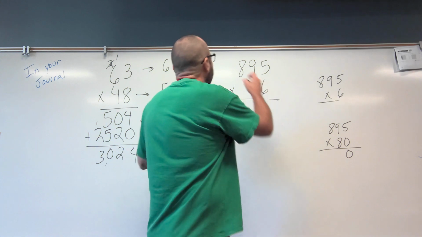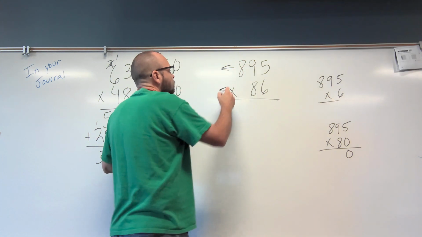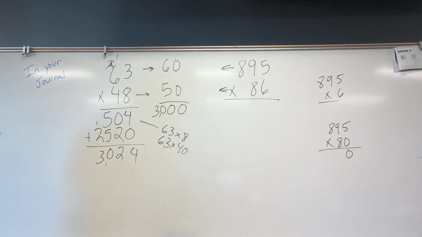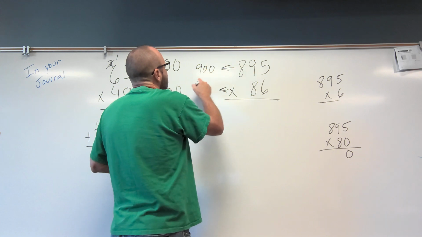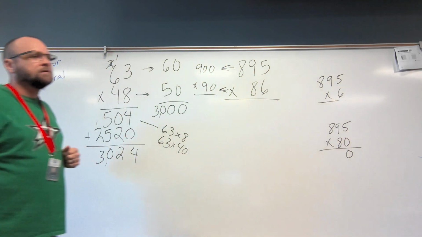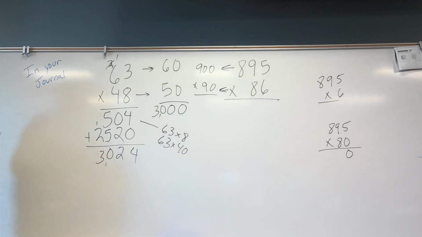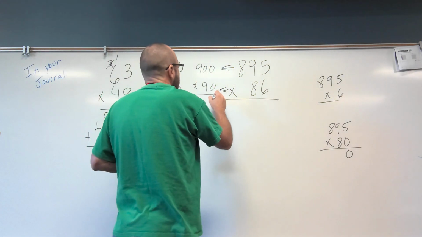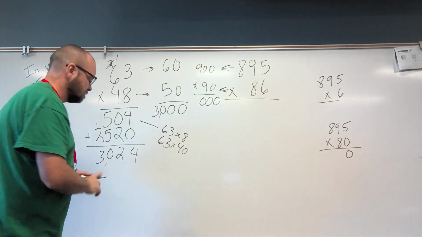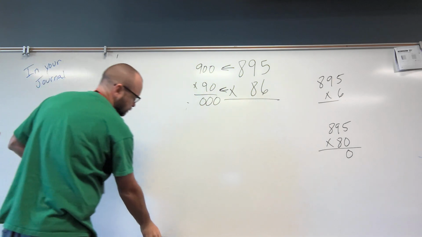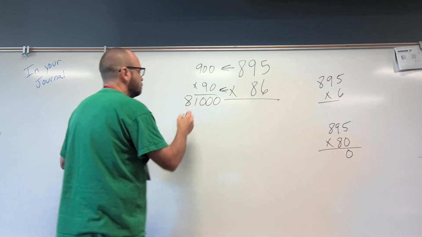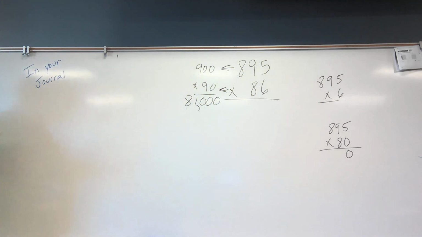Let's estimate here. Saraya, how are you going to change these to make it easier to do in my head? 900 times 90. So we're multiplying a 10 times 100, which would mean our first number is going to be in the thousands place. So I take these 3 zeros down, and 9 times 9 is 81. So my answer should be somewhere near 81,000. If we don't have an answer somewhere near 81,000, then we've probably got a problem somewhere.